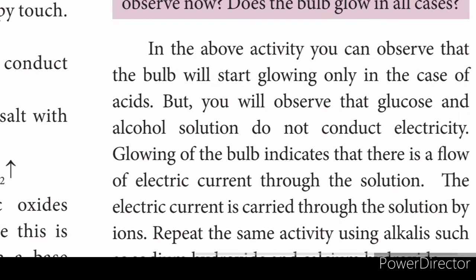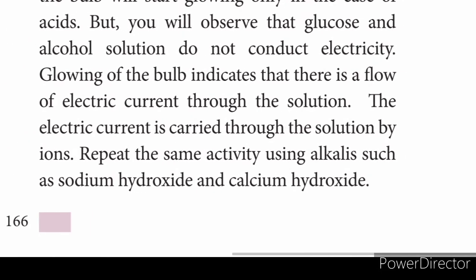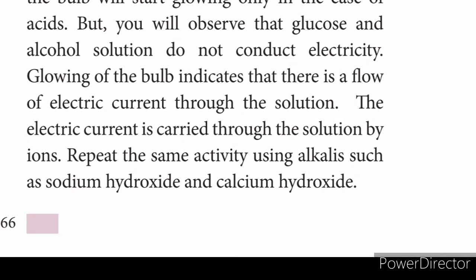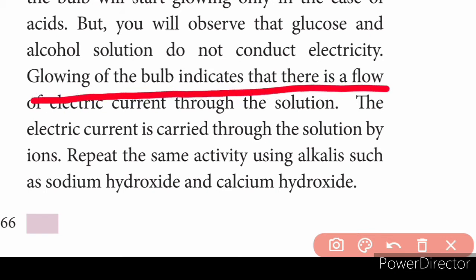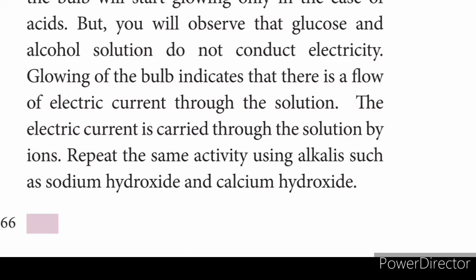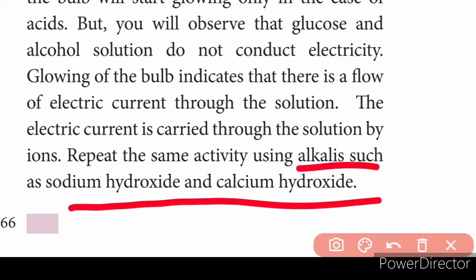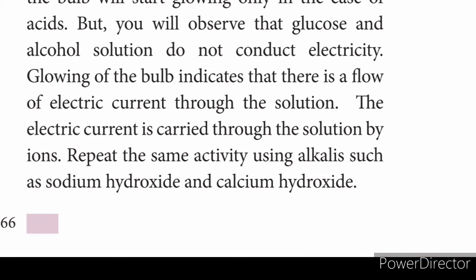The bulb glows because acids and bases are ionic compounds, so current is naturally conducted by them. The glowing of the bulb indicates a flow of electric current through the solution, because we have added hydrochloric acid. They also ask us to check whether the bulb glows with glucose solution or other solutions, and with alkalis such as sodium hydroxide and calcium hydroxide. We will do that in the laboratory whenever we have time.